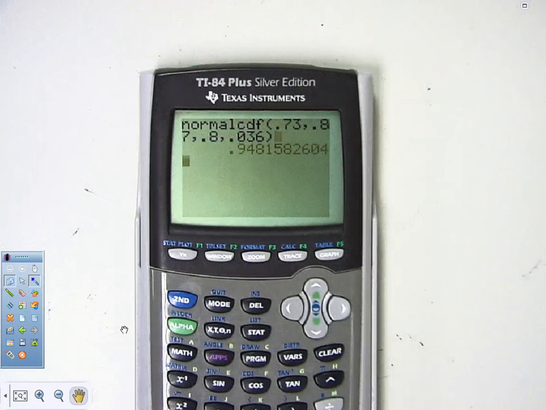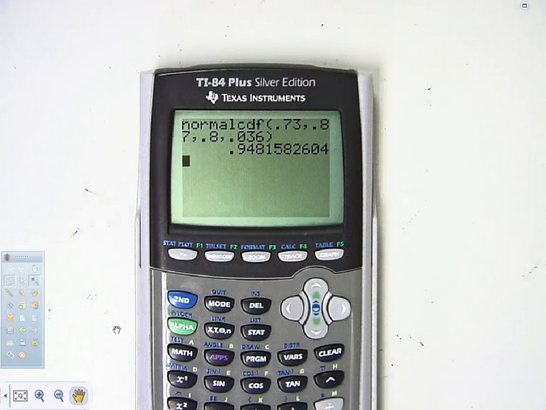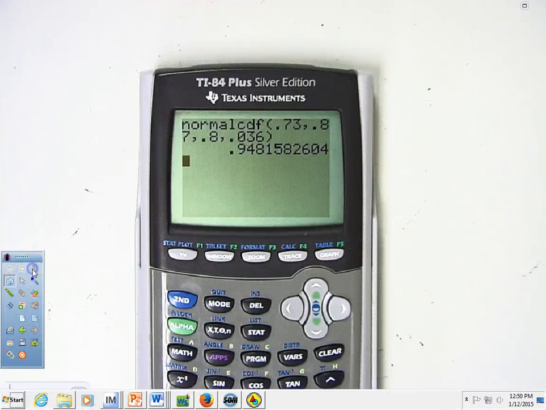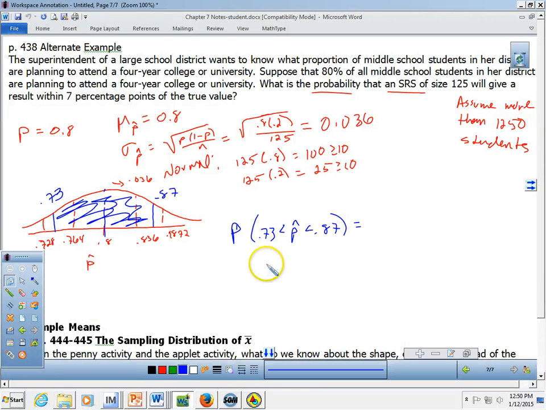Paste that in there, hit enter, and so the probability of us taking a sample of size 125 and the proportion of middle school students in that sample that are planning on going to college being within 7% of 80%, that's all very, very tough to say. So let's try to write this out. This is 0.948, so we would say 95%.